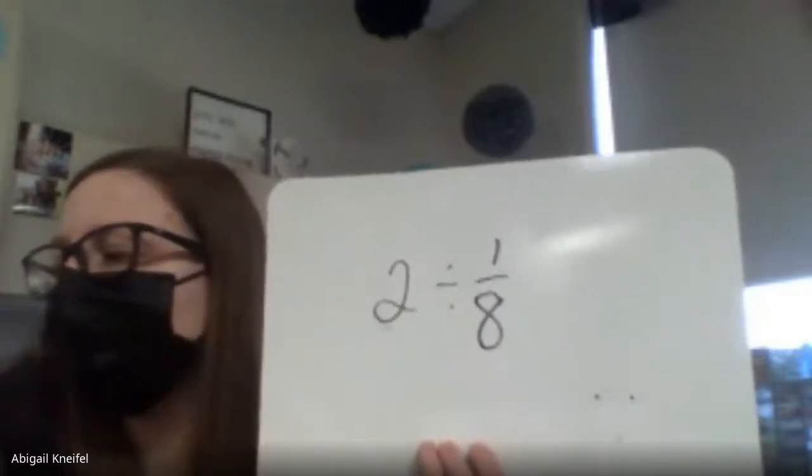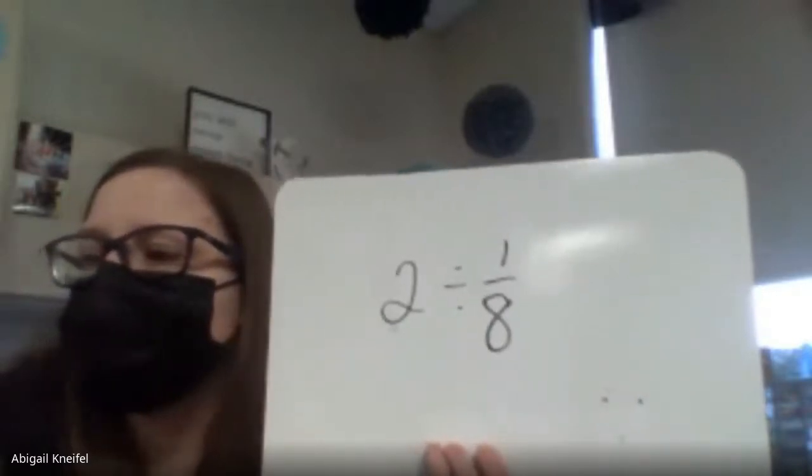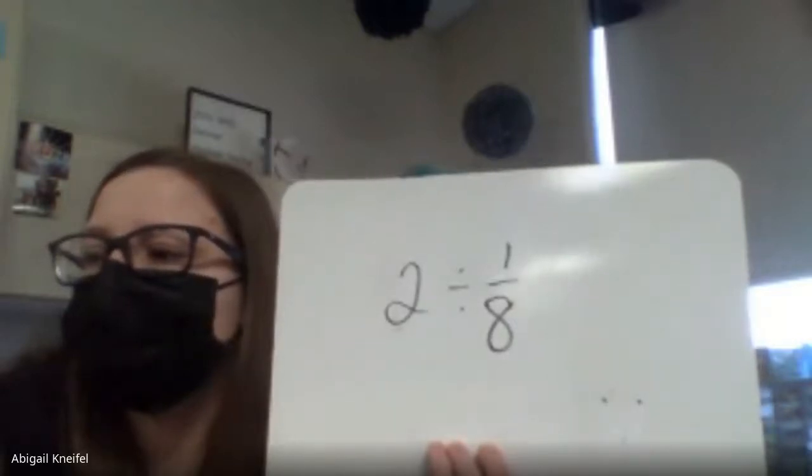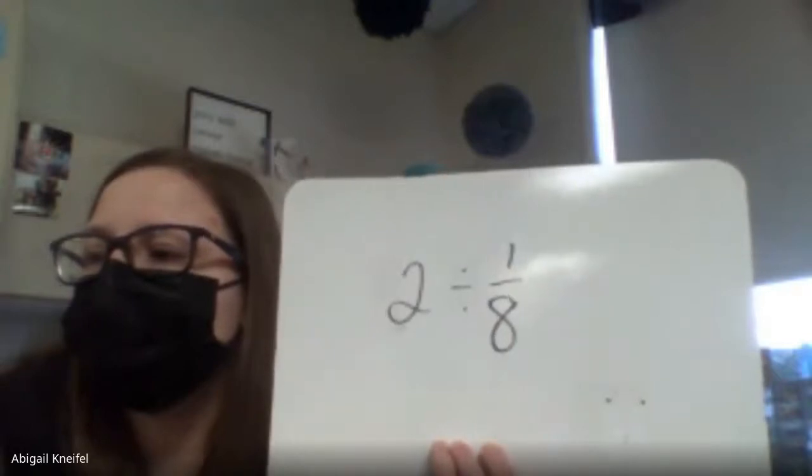You did it different in your book. 2 over 1. Why'd you make 1 over 2? You don't have to flip the first one. You have to flip the second one.